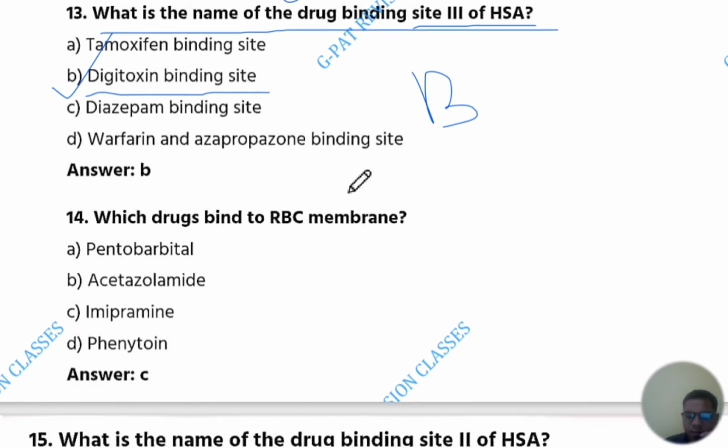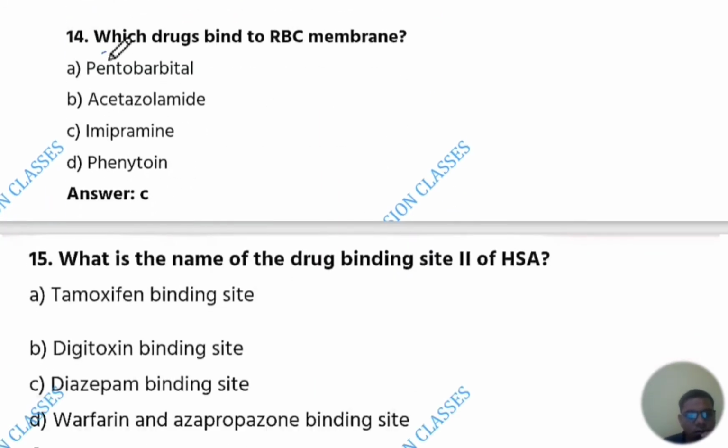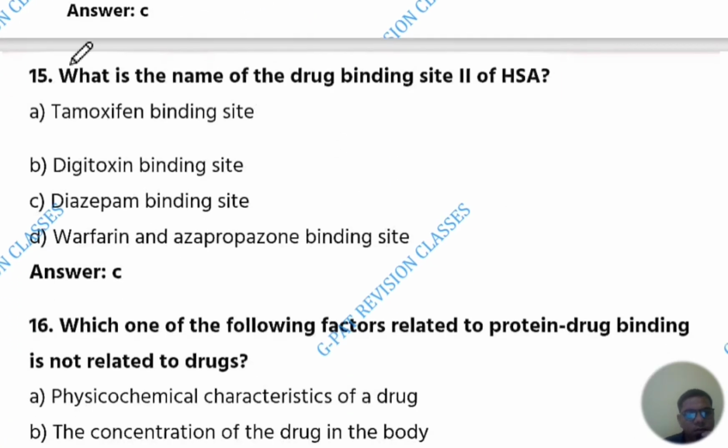ओके. नेक्स्ट इज 14 क्वेश्चन नंबर. विच ड्रग बाइंड टू आरबीसी मेम्ब्रेन? कौन सा ड्रग है जो बाइंड होता है आरबीसी मेम्ब्रेन में? इमीपैरामिन. द आंसर इज सी, इमीपैरामिन. ओके. नेक्स्ट इज 15 क्वेश्चन नंबर.